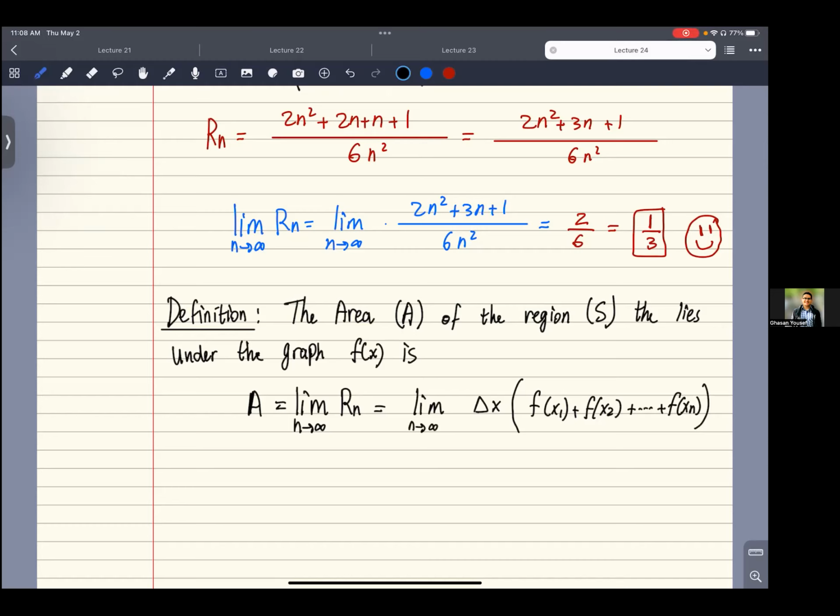This is a very important definition. The area is the same as the limit when n goes to infinity of Rn. Rn is the upper estimate. Or if you don't like to use Rn, the area is the same as the limit of Ln when n goes to infinity. Ln is the lower estimate using the left endpoints.